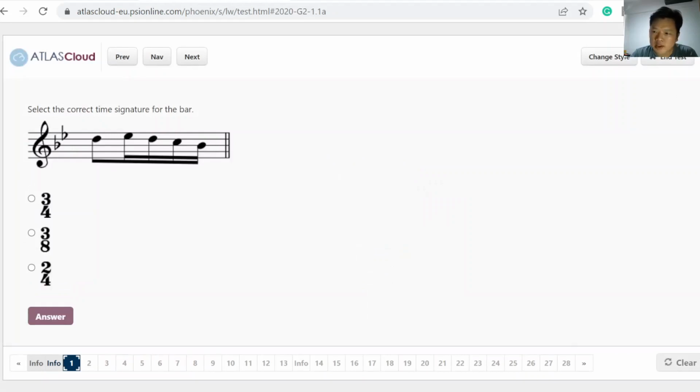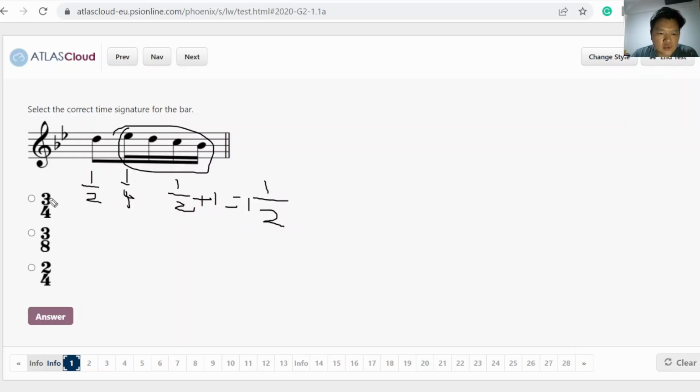So we've got a half beat here. Each of these is quarter notes, right? Four quarters together is actually 1 beat. So half a beat plus 1 equals 1.5 counts. So we need to find the time signature that has 1.5 counts.